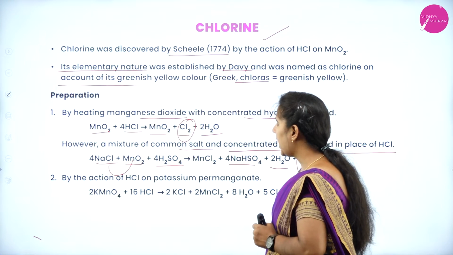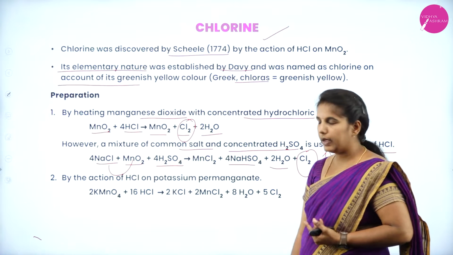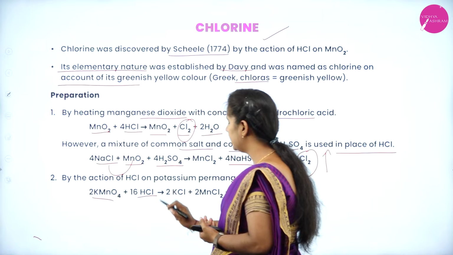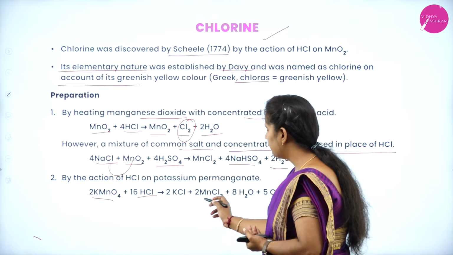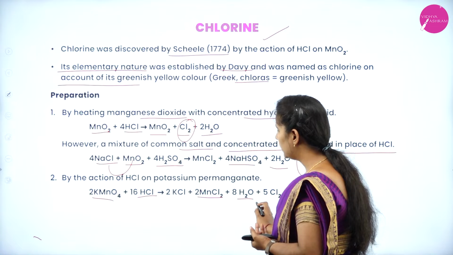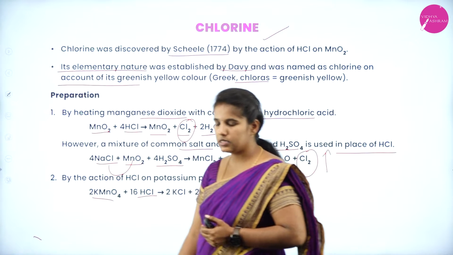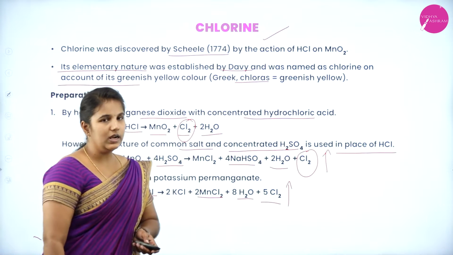By the action of HCl on potassium permanganate also, we can easily prepare chlorine gas. You can see that potassium permanganate, when treated with HCl, forms KCl, that is potassium chloride, and manganese chloride. Water molecules are released, and similarly chlorine gas is released. This is how we can prepare chlorine by using different methods.